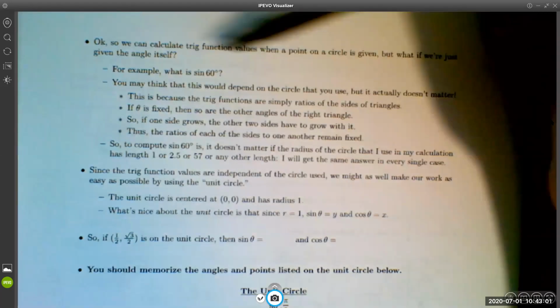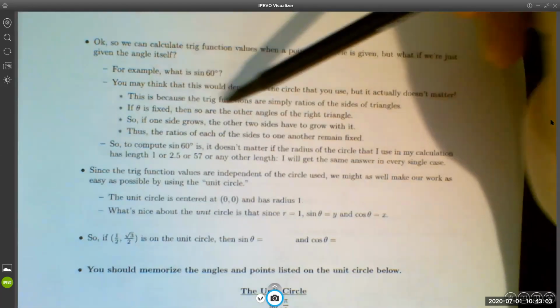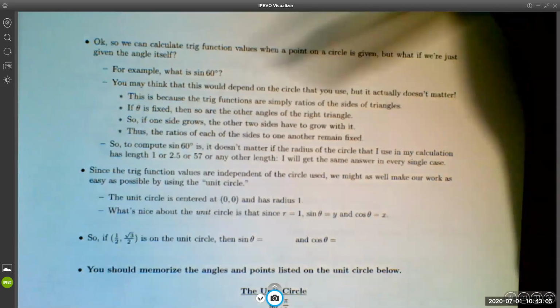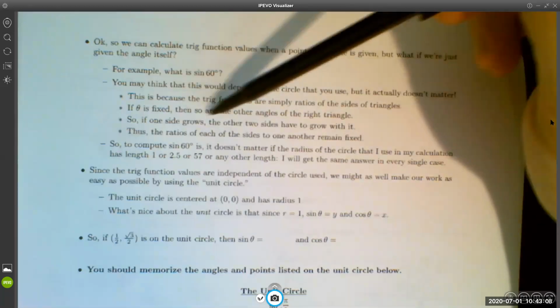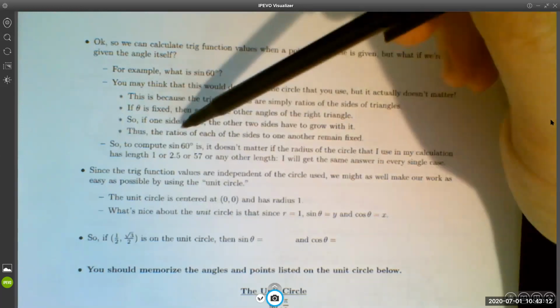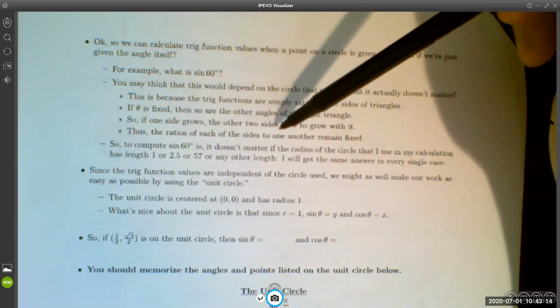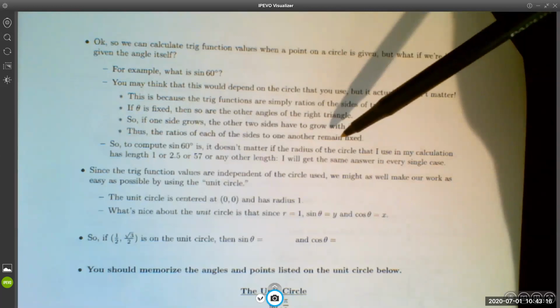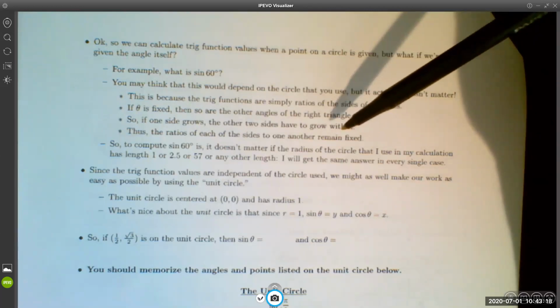If theta is fixed, then so are the other angles of the right triangle. So if one side grows, the other two sides have to grow with it. And so that means that the ratios of each of the sides to one another remain fixed, regardless of how big the circle is that you're using. The ratio of the sides is still going to stay constant as long as theta stays constant.